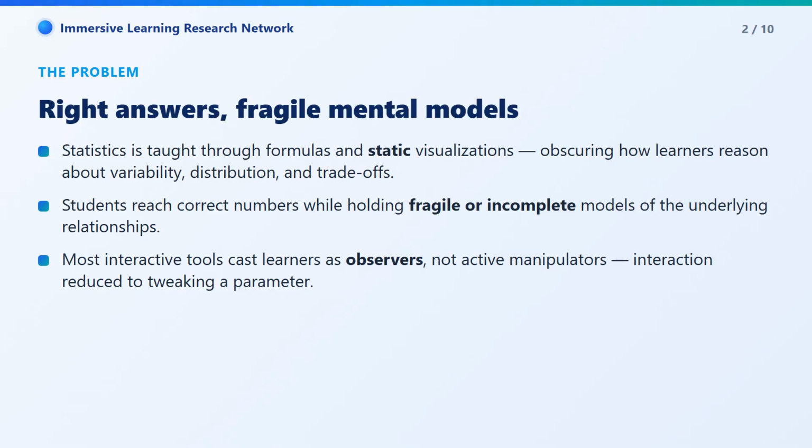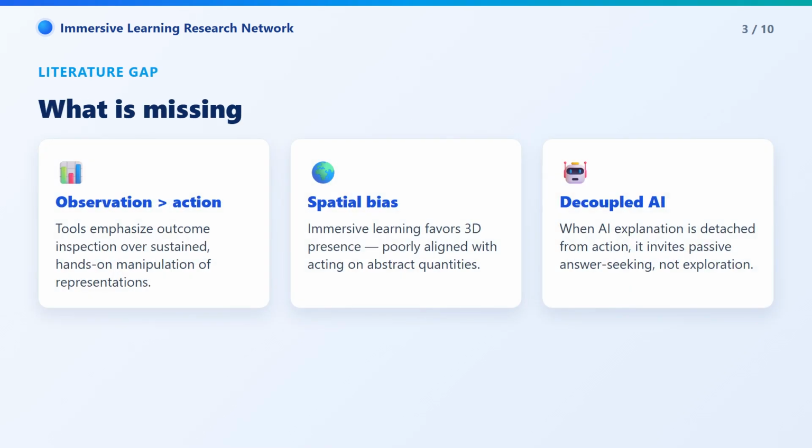Most interactive tools cast learners as observers, where interaction is reduced to nudging a single parameter. What is missing is action. Tools emphasize inspection over manipulation. Immersive learning favors spatial presence, poorly aligned with abstract quantities. And when AI explanation is detached from action, it invites passive answer-seeking.